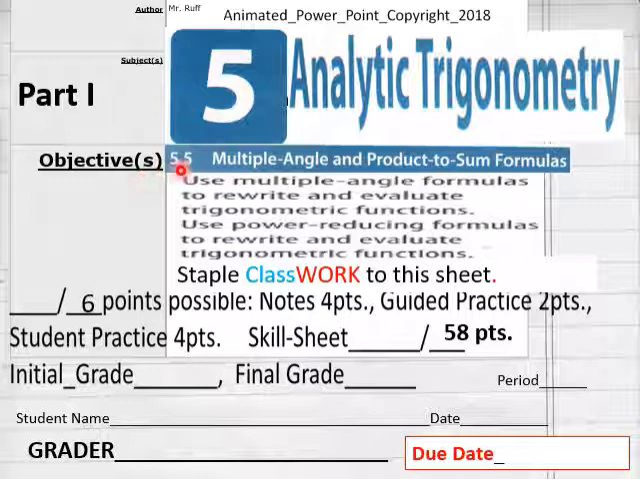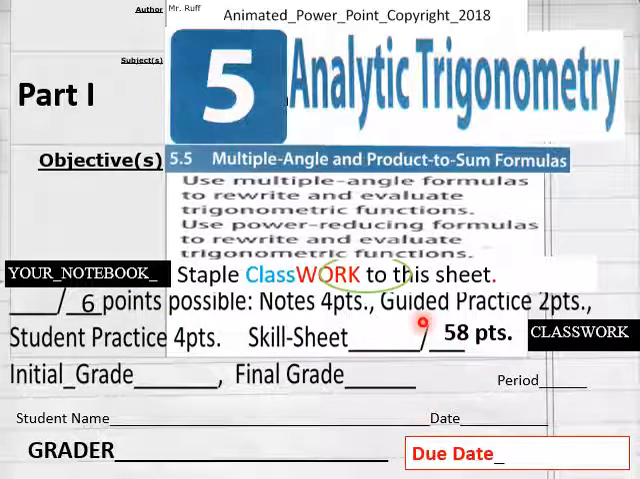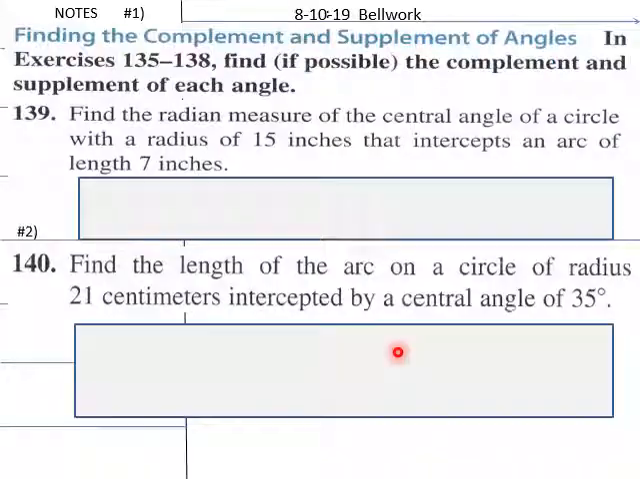And today, 5.5 multiple angle and product to sum formulas, part 1. You have 6 points here in your notebook, or if you have your notebook guide. And then 58 points here on your classwork.